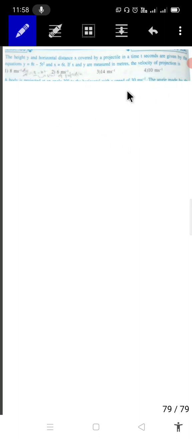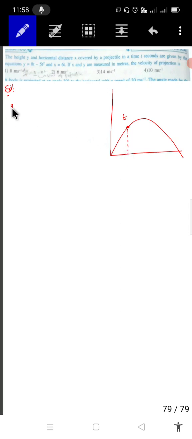So let us see here, they have given one projectile. This is the projectile, and it moves like this. After t time, for example, we consider this point. After t time, this is the y position.